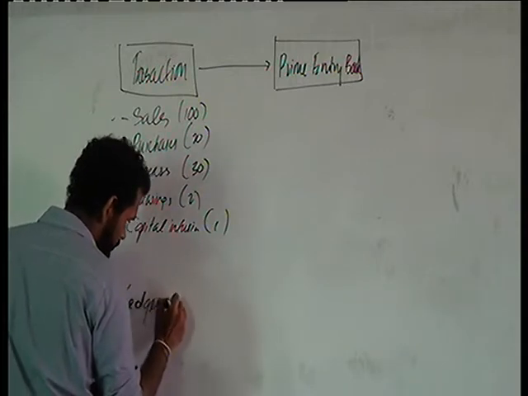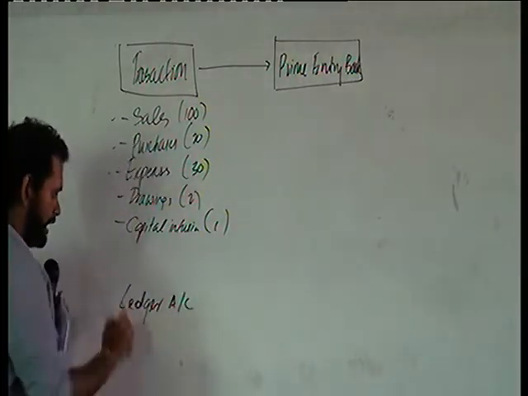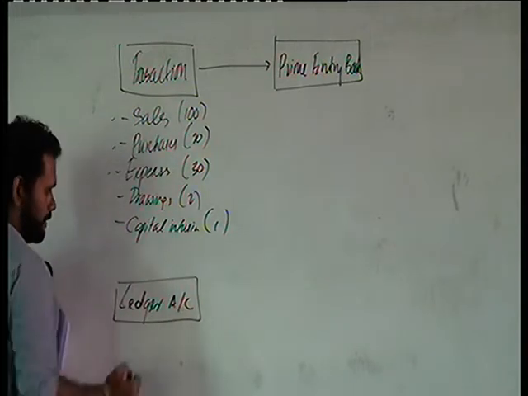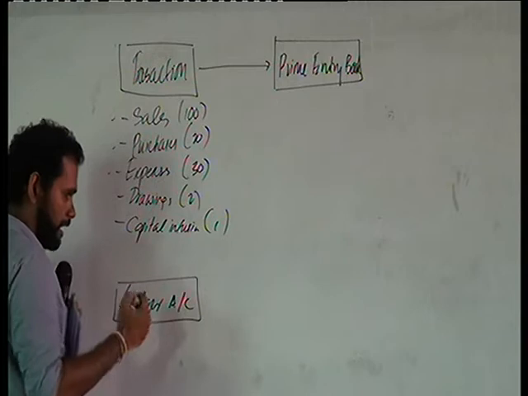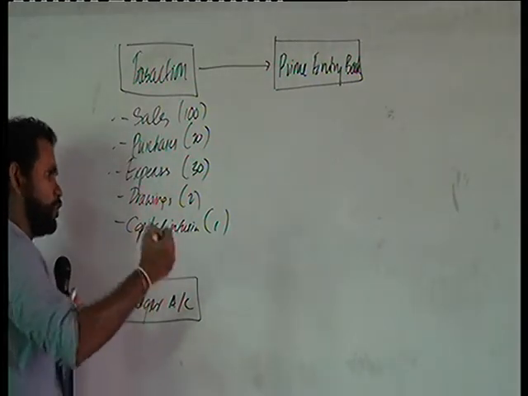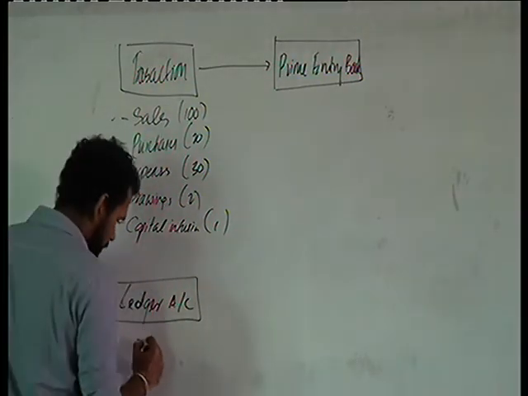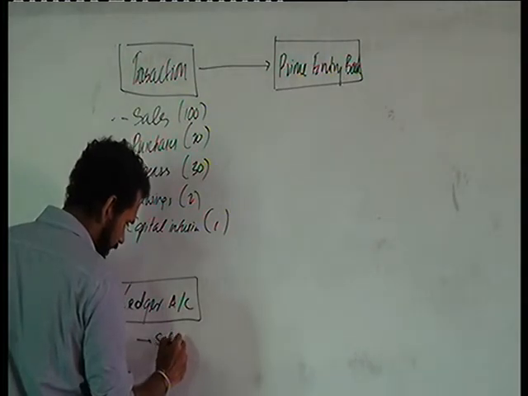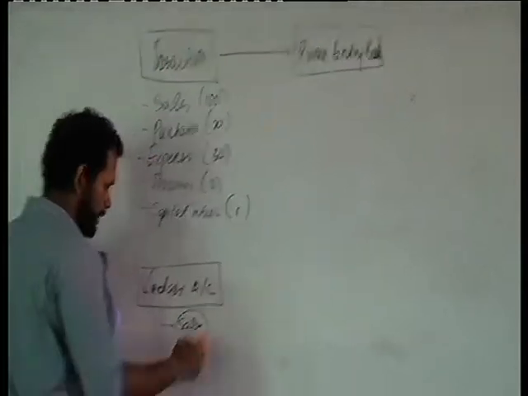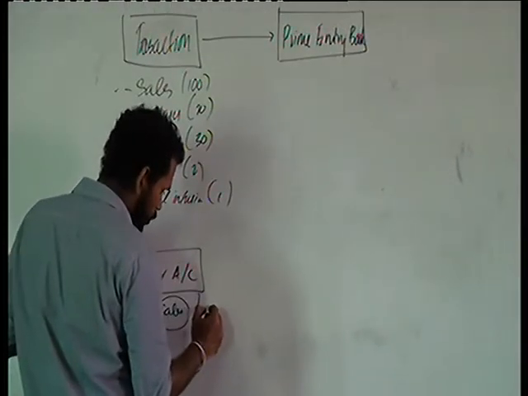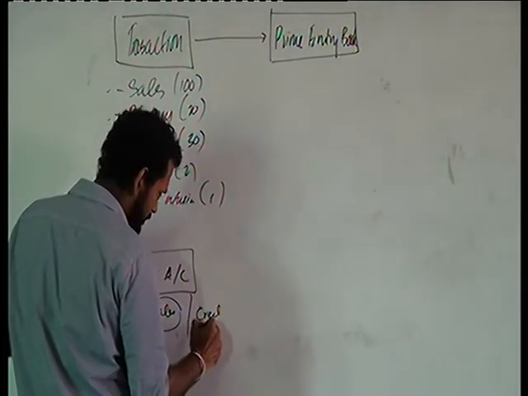Ledger accounts. So these ledger accounts will be created by the company depending on their usage. One company might have sales in one ledger account. Another company might have two different accounts called credit sales and cash sales.